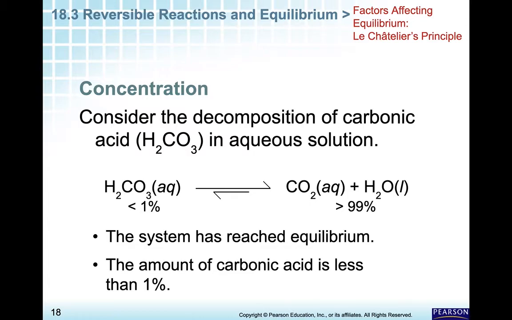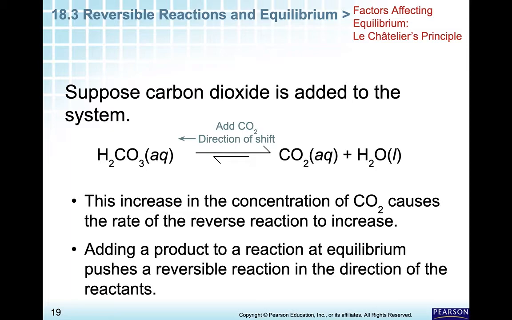The amount of our reactant that is left is less than 1%. And now we're going to add carbon dioxide into this system. So we had equilibrium, and then we added more carbon dioxide. Now carbon dioxide was a product. So the system was sitting where it wanted to be.